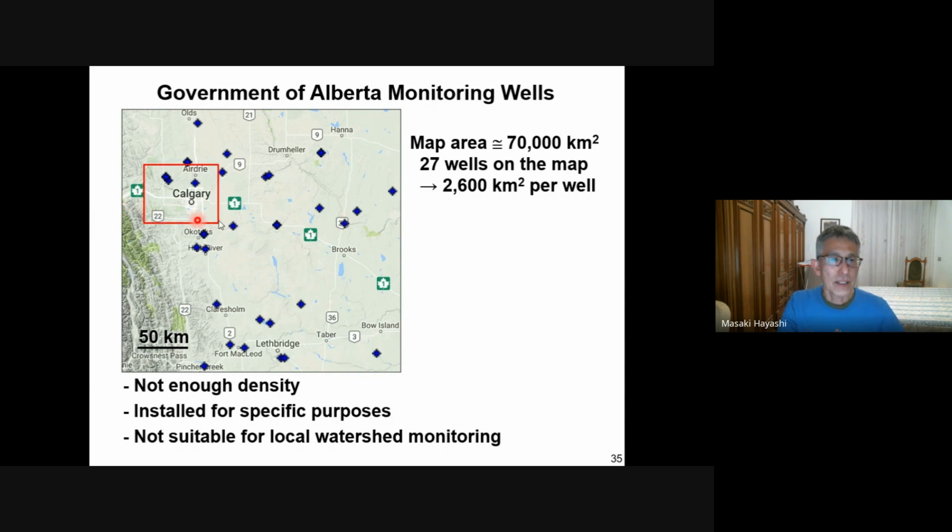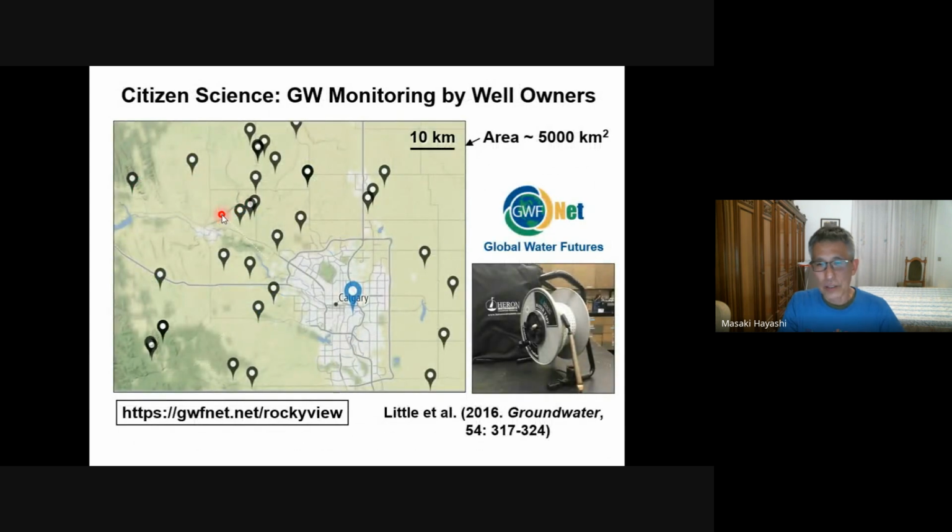Here is an area we call Rocky View County. It's a rural municipality around Calgary. So I started talking to farmers around Calgary about monitoring their own wells. But look, you use water for your lifeline, water supply. You want to maintain healthy aquifers. So what you've got to do is monitor your own wells. So I talked to the farmers and I gave them water level monitoring devices.